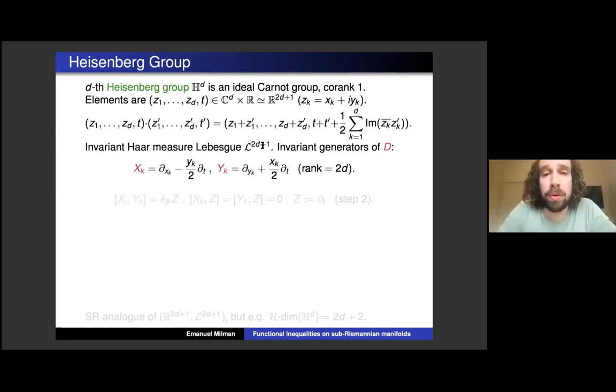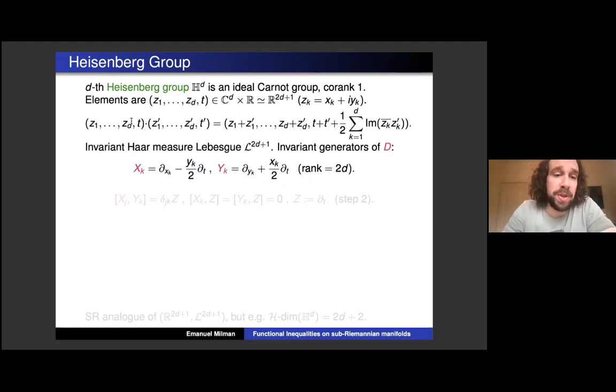Okay, now I didn't tell you what the distribution is. First of all, of course, we would like the distribution to be compatible with the group structure. So we would like to choose an invariant set of generators for our distribution. So what we do is as follows. I just have to pick them at the origin and then move them along the group action. And at the origin, I'm going to pick 2d linearly independent vectors. So this means that the rank of our distribution is going to be 2d, and the corank is 1 because the dimension is 2d plus 1.